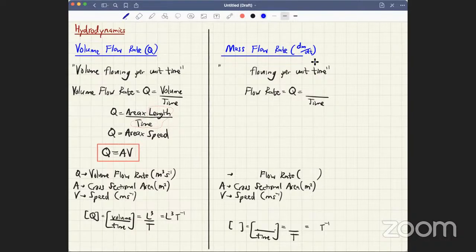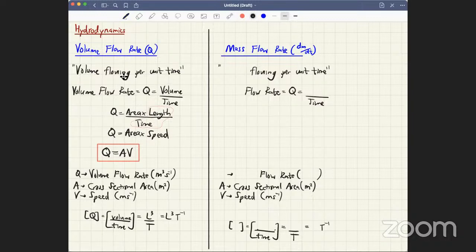Students who are doing mathematics will understand it more. We use this in differentiation. I don't know whether you have studied differentiation in mathematics, but others don't worry about it. This is a symbol, mass flow rate. So it's change in mass divided by change in time. This whole fraction is mass flow rate.